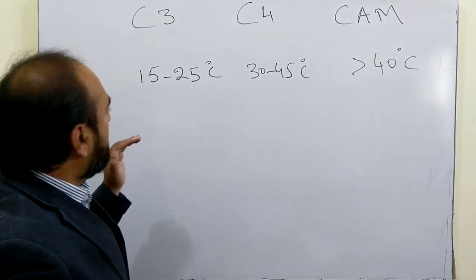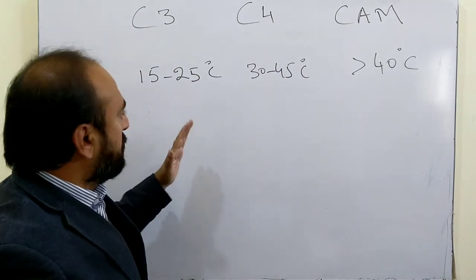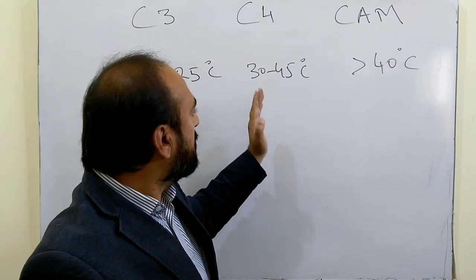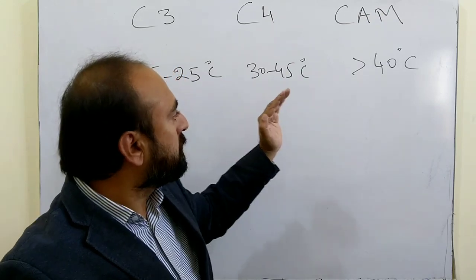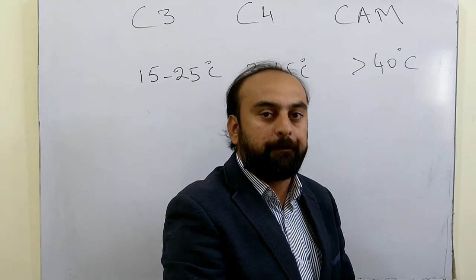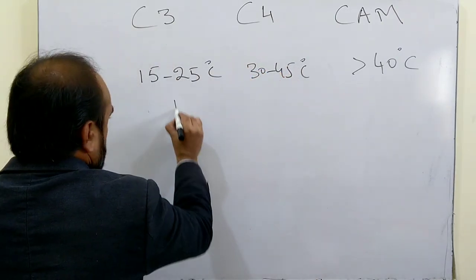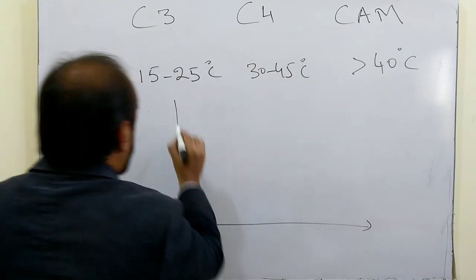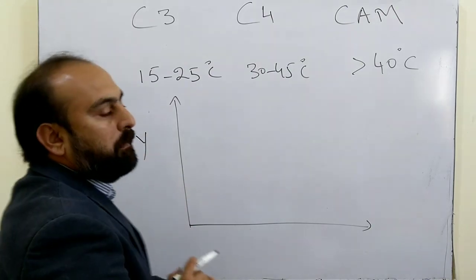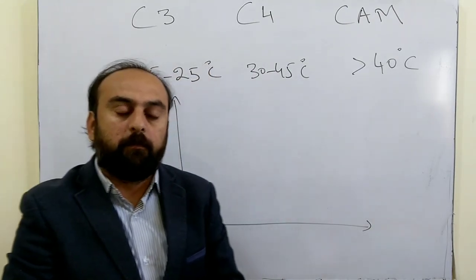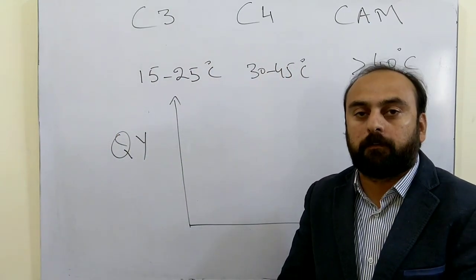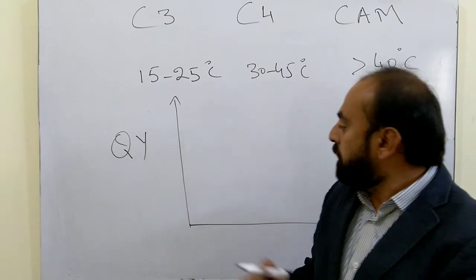In C3 plants, the optimum temperature is 15 to 25 degrees Celsius, whereas in C4 plants, the optimum temperature is 30 to 45 degrees Celsius, whereas in CAM plants, more than 40 degrees Celsius is the optimum temperature. If we plot quantum yield as a function of temperature, quantum yield is the moles of carbon dioxide fixed per absorbed moles of photons.